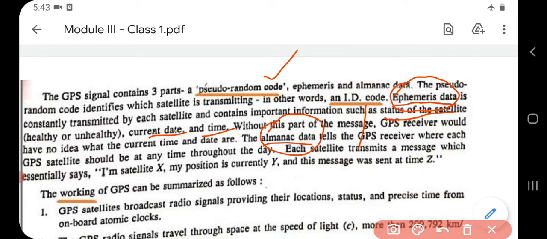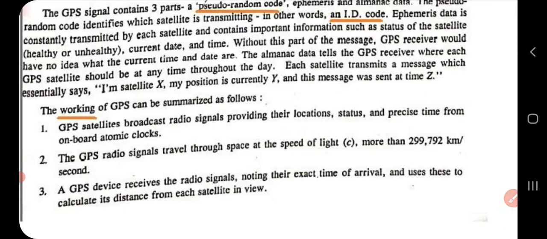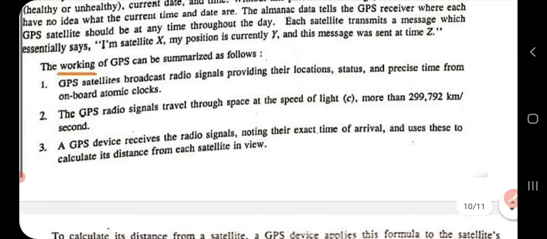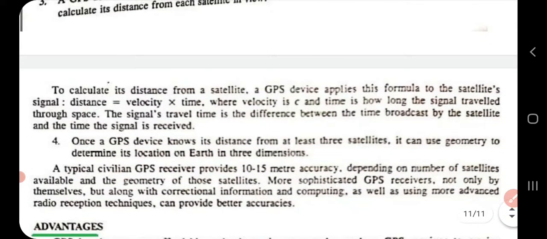Okay, now the working of GPS is as follows. GPS satellites broadcast radio signals providing their location, status, and precise time. GPS radio signals travel through space at the speed of light. A GPS device receives the radio signal and uses it to calculate distance from each satellite. Then, once a GPS device knows its distance from at least three satellites, it can use geometry to determine its location on Earth.